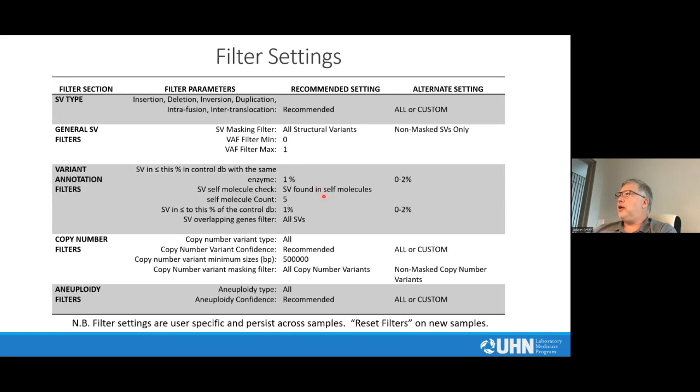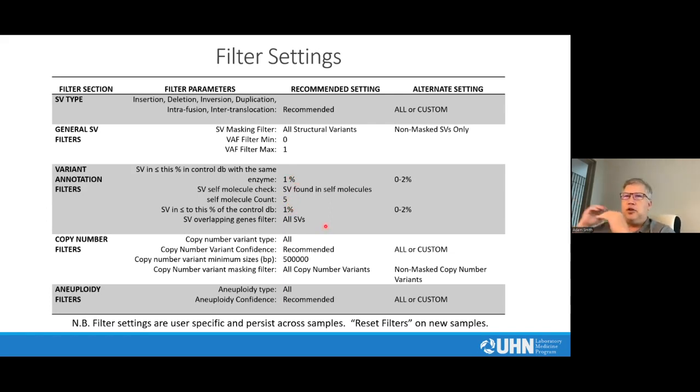And so I think most of this is pretty standard for BioNano as well. They recommend generally these filter settings. The big difference, I think, for us and for most of the groups internationally that we've been working with is that we actually recommend going to all structural variants for the SV masking filter, and the same thing for the copy number variant masking filter, we go to all copy number variants. And then what we do is we set the control value for the variant annotation filters at 1%.